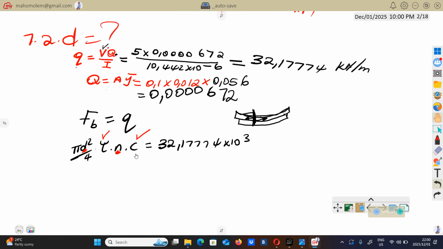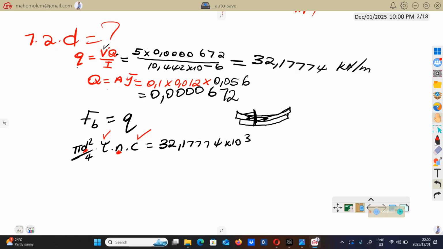So I was just here on this C. It's going to be 1 single shear. So now let's find the number of bolts.